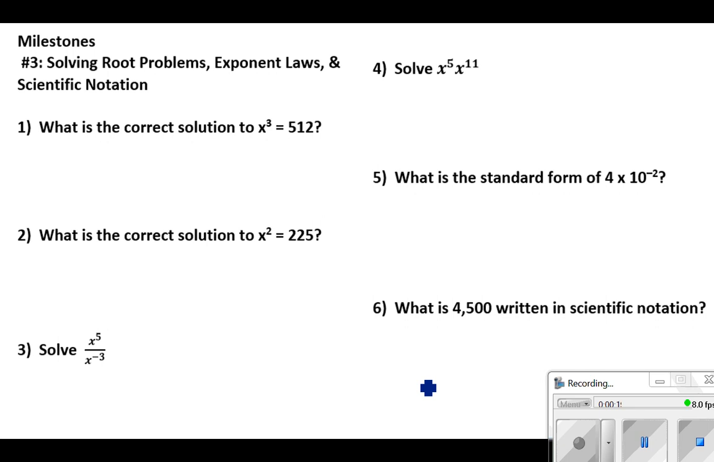For question number 1, what is the correct solution to x cubed equals 512? First, we're going to rewrite the problem. And to show work, you're going to take the cube root of each side. By doing that, you can cancel out the radical and the 3, and then you have x equals, and the cube root of 512 is 8.